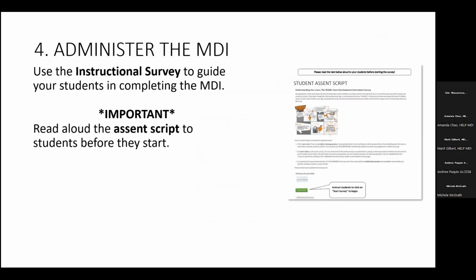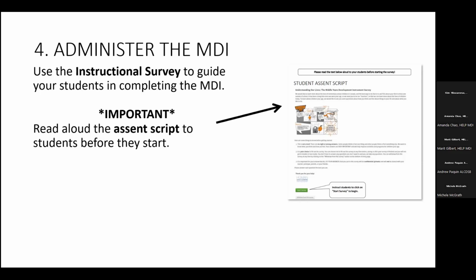Okay, so to administer the survey, we really recommend that you use the instructional survey to guide your students in completing the MDI. It is identical to the online survey, except this one contains the assent script for you to read out loud before you start. This assent script describes to the students what they will be doing, and this informs them that they can choose not to participate if they don't want to. So please read aloud the assent script so that students understand the purpose of the study, that the responses are confidential, and that participation for them is voluntary.